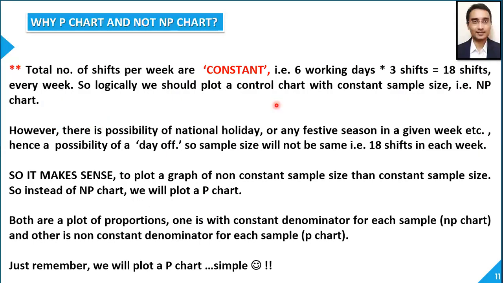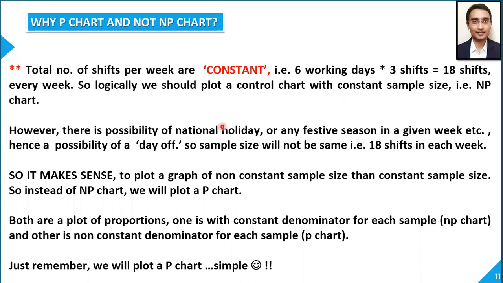Yes, my friends with statistical backgrounds will ask me this question: why P chart and not NP chart? Let me give some briefing here. The total number of shifts per week is constant, that is 6 working days into 3 shifts, 18 shifts, so most weeks have 18 shifts. So logically, we should plot a control chart with a constant sample size, that is an NP chart. When your sample size, the total number of shifts in a week, is constant, you are supposed to plot the NP chart. Yes, I do agree with that.